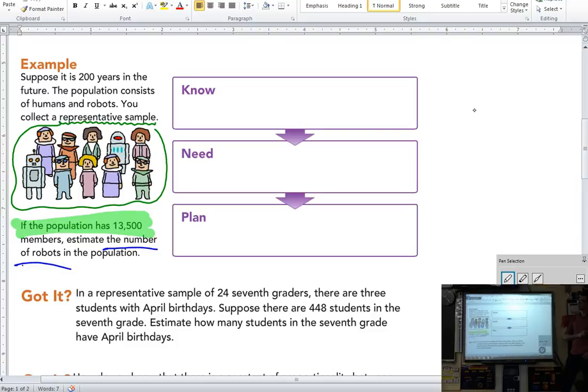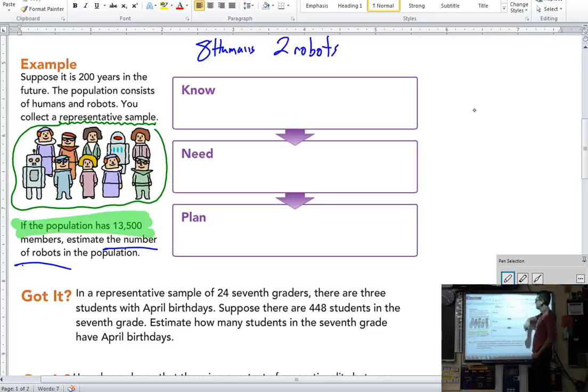We need to pull some info out of the sample first. You're right, we're going to end up doing a multiplication. In the sample there are 8 humans and 2 robots. So this number given to me is everyone. That's a total. So I also need up here to talk about a total.